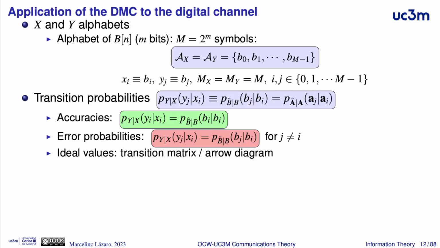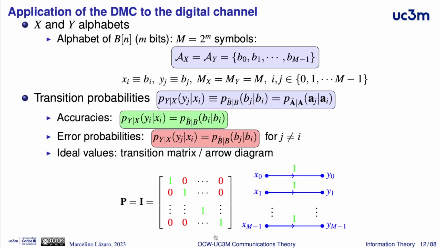In an ideal situation, the transition matrix and the arrow diagram will be as follows. In this case, the channel matrix or the transition matrix is an identity matrix, because the accuracies are in the diagonal of this matrix and the error probabilities are out of this main diagonal. And an ideal arrow diagram will contain arrows that go from the same symbol in the input to the same symbol in the output, with a weight equal to 1 for these arrows.